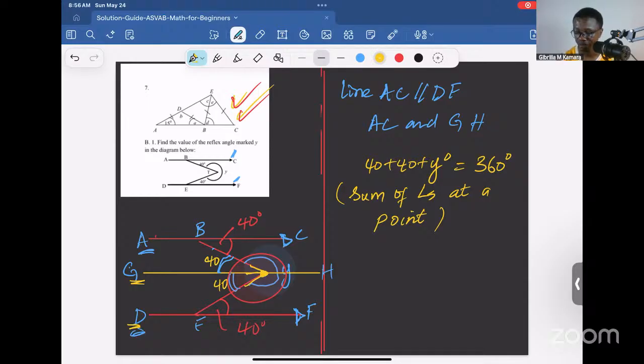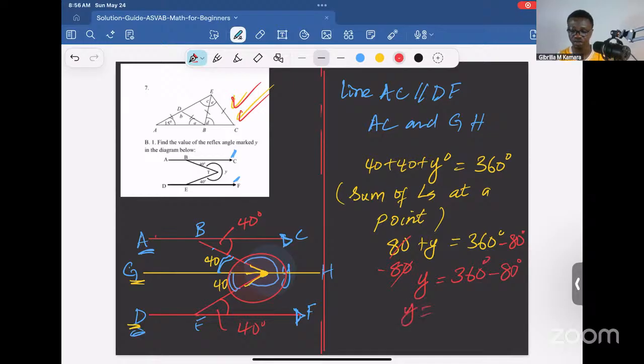So if you add 40 and 40, that gives you 80 plus y is equal to 360 degrees. We need y. So minus 80, minus 80 here. This and this go. Your y is equal to 360 minus the 80. So you basically just subtract. If you subtract 80 from 360, you have what?